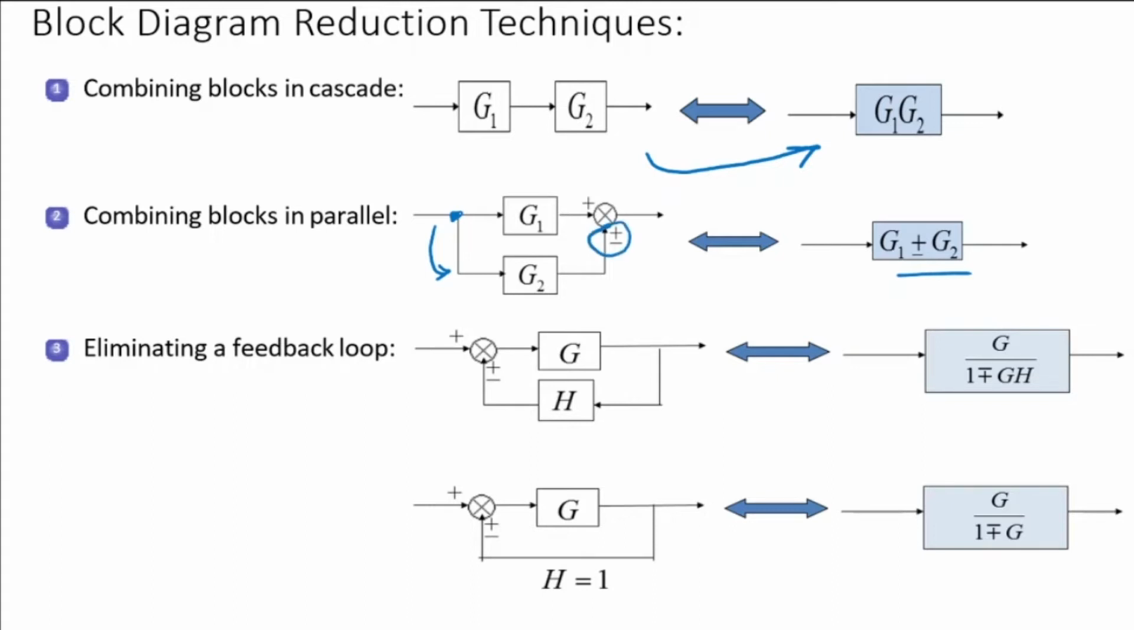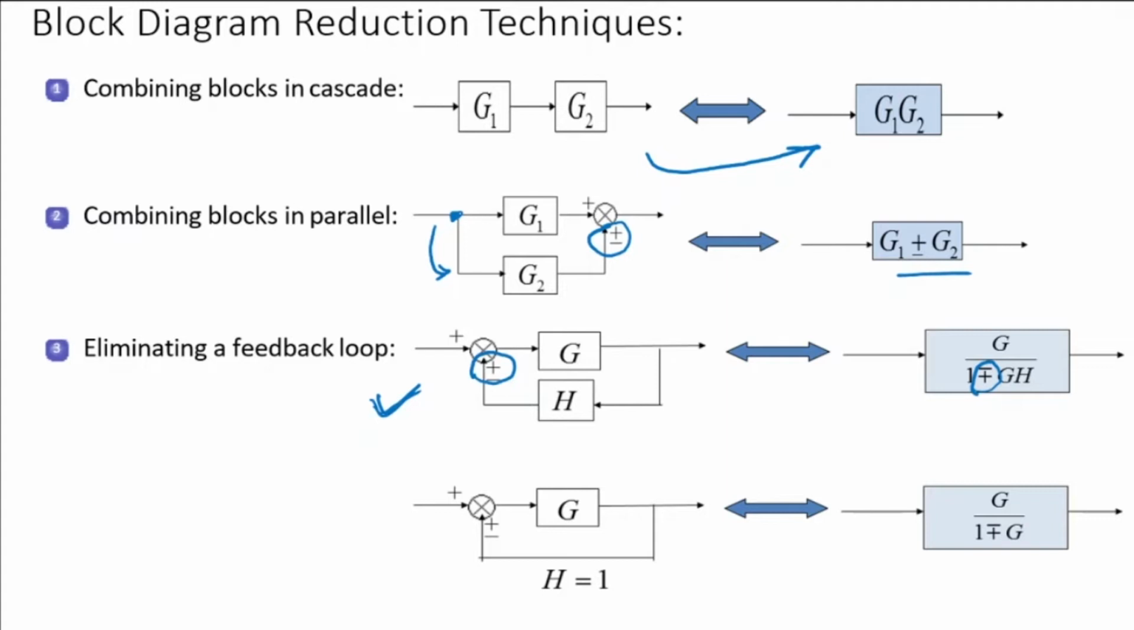Now this is the feedback control system which we are going to be more interested in. In the feedback control system, it is G by 1 plus or minus GH. Note this plus and minus there: the sign here will depend on that sign there. So if it is a plus and a minus, then this becomes plus, and if it is a plus and a plus, then that becomes minus.